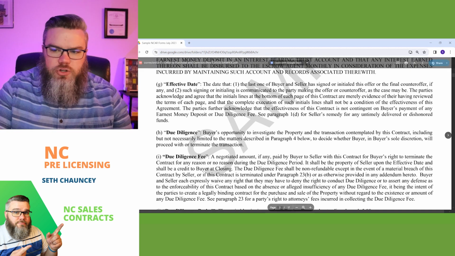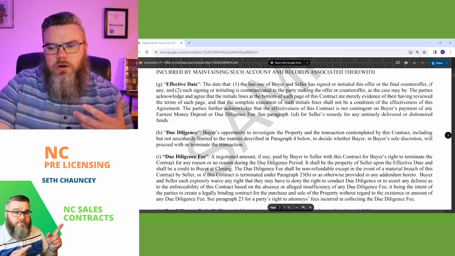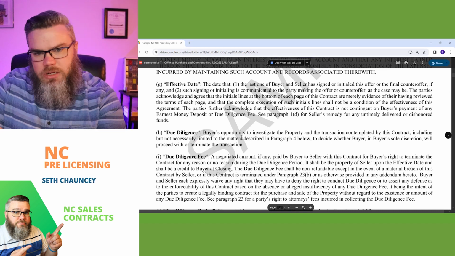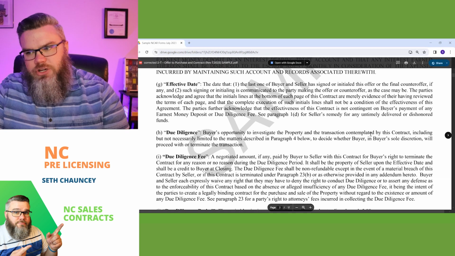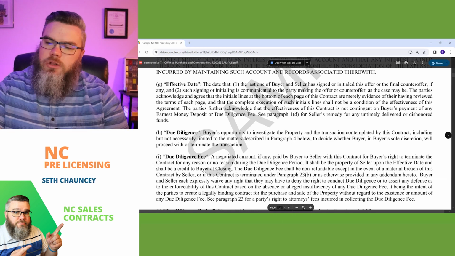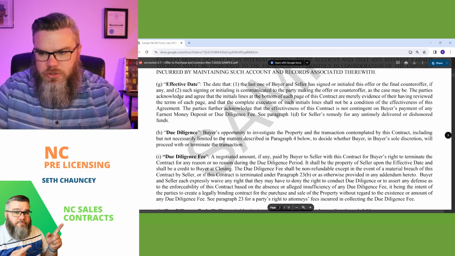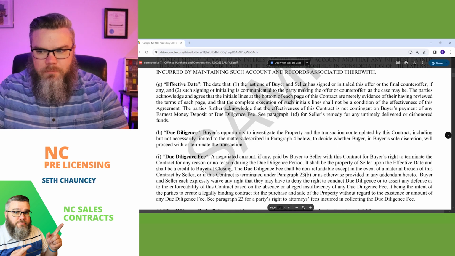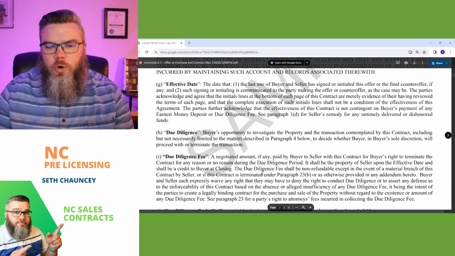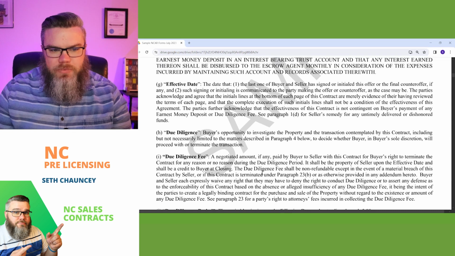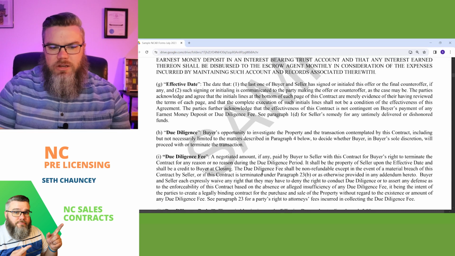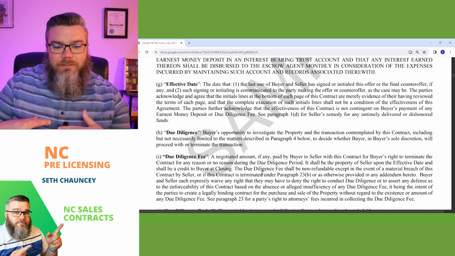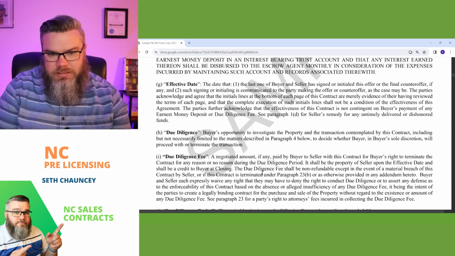So the due diligence, as they're calling it here, is sometimes called the due diligence period. Buyer's opportunity to investigate the property and the transaction contemplated by this contract, including but not necessarily limited to matters described in paragraph 4 below, to decide whether the buyer, in the buyer's sole discretion, will proceed with or terminate the transaction. That's why it's unilateral. That due diligence is the period of time to decide, do I want to buy it or not? They've never promised to buy it.